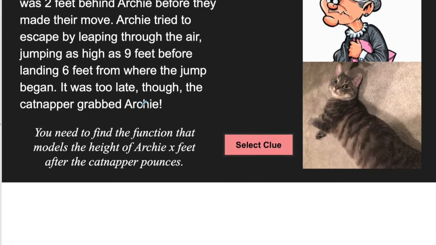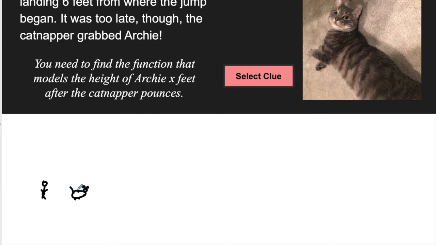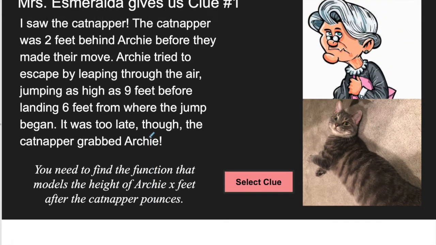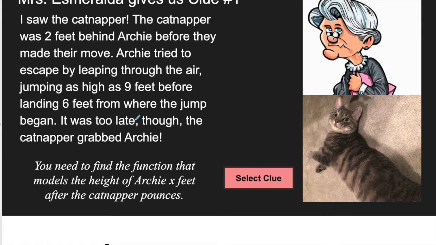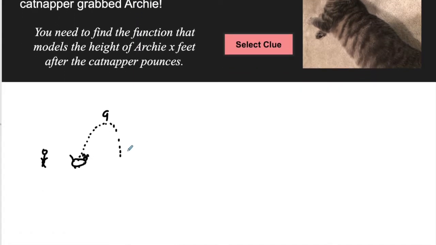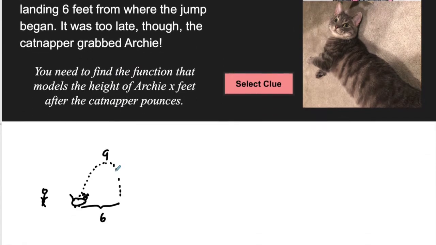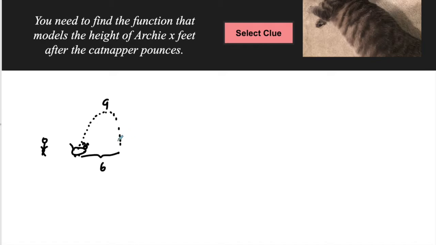Now, what we know is Archie leaped through the air. And if we think about it in context, we now know it's got to be a parabola that looks like this. They were able to get as high as 9 feet before landing 6 feet from where the jump began. It was too late though. The catnapper grabbed Archie.